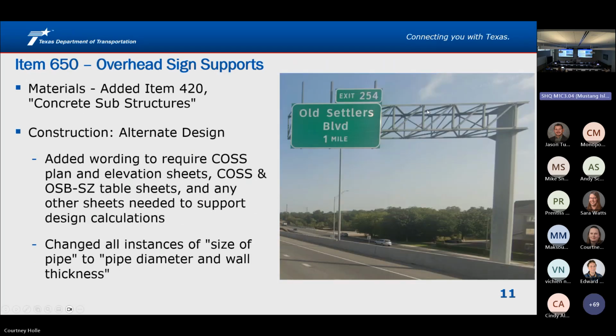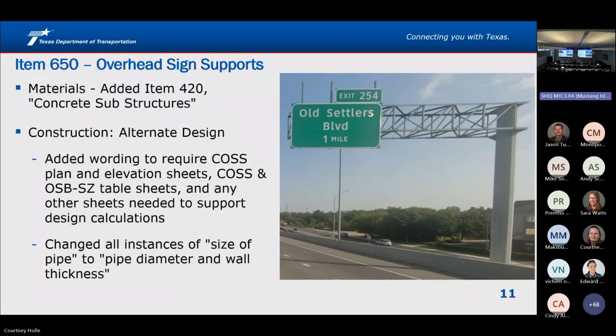Item 650, overhead sign supports. In the materials, they added item 420, concrete substructures. I guess that wasn't there before. And then in the alternate design, they added wording to require cost plan and elevation sheets, and other sheets necessary to support design calculations.